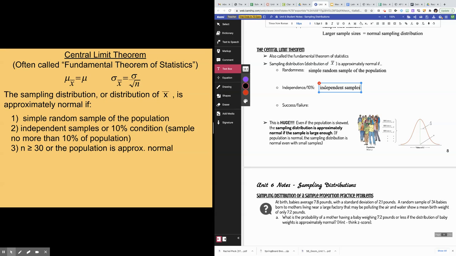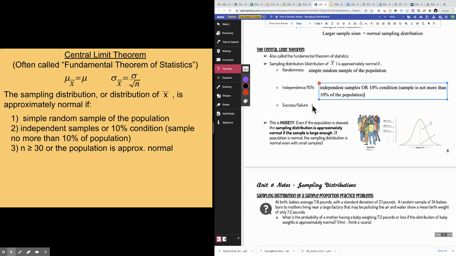But that's where the 10% rule comes in, that we're saying if we don't take too many people out of the population, then it's not going to affect the average enough for it to be a big deal. Okay, so you have independent samples or the 10% condition is satisfied. Okay, again, and that's where the sample is no more than 10% of the population.